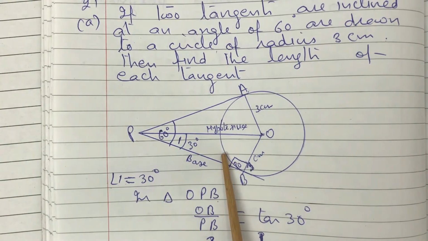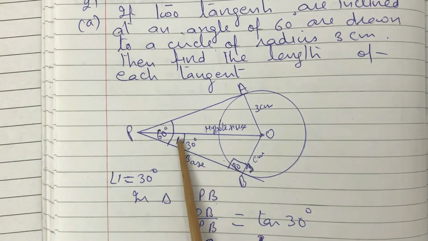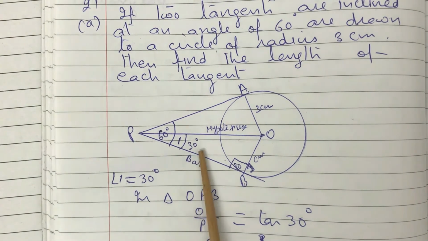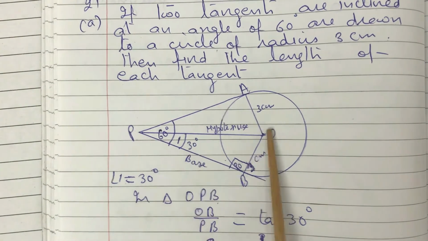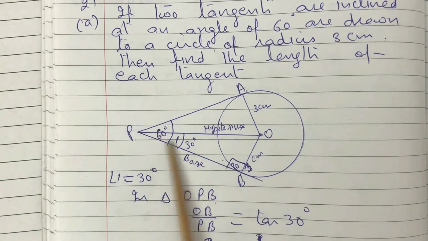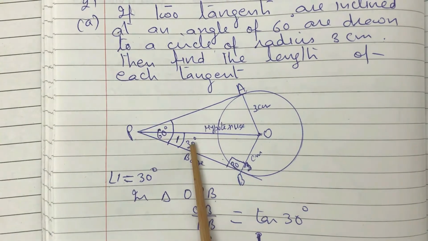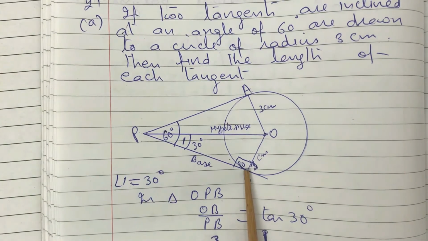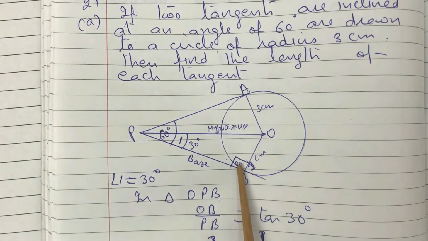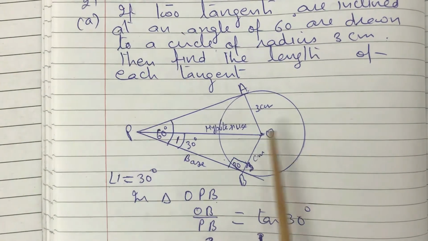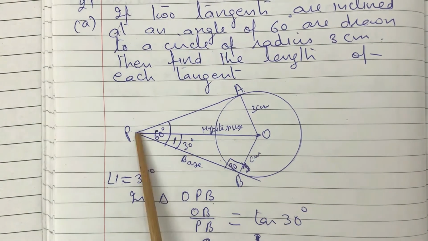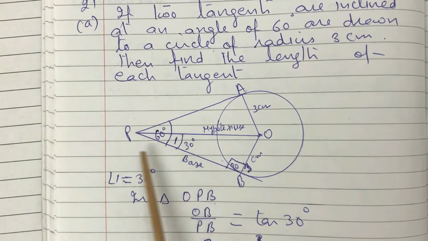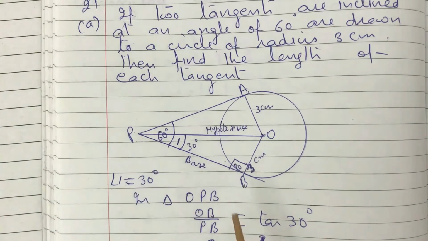If they are congruent, then by CPCT, we get to know that angle 1 is 30 degrees and angle APO is 30 degrees. So I am going to consider this triangle. Here angle 1 is 30 degrees and this is the base. This is the hypotenuse because the line opposite the 90 degree angle is the hypotenuse, and this is the radius. So I am going to discuss this triangle and then I'll find the length of PB.